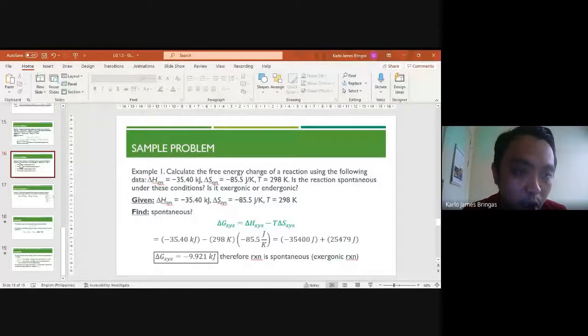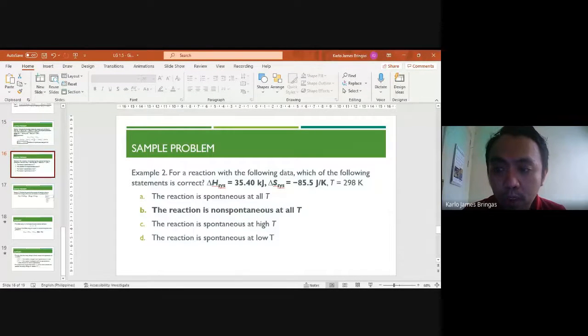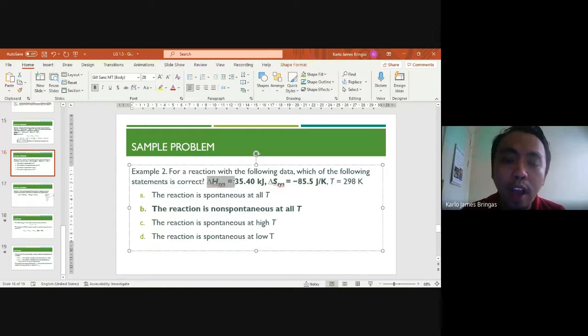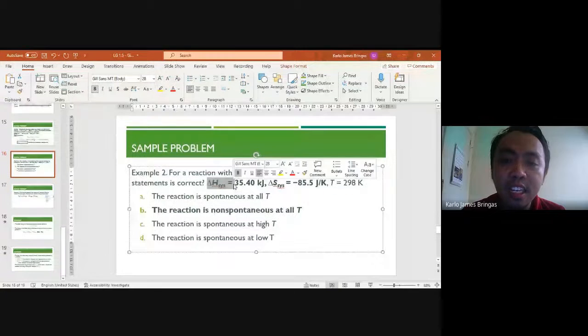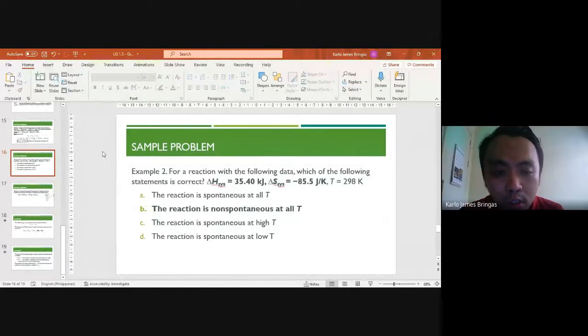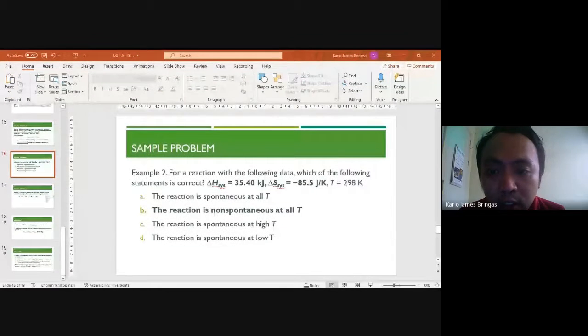Now let's try our example number 2. In this example, so we have the following. So for this reaction with the following data, let us now determine which of the following statements is correct. So here, all we need to look at is the sign ng delta H and ng delta S for us to determine when the reaction is spontaneous at all. So first, gases muna. So what do you think?